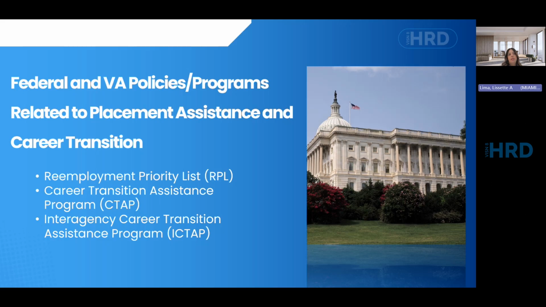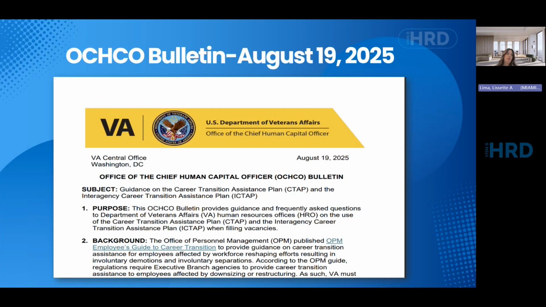So that'll be the focus, and we'll begin with just mentioning a recent bulletin that was published in August from the Office of Human Capital Officer on the CTAP and ICTAP. So it has a bunch of frequently asked questions to add clarity, and it indicates how in VA certain Title V hybrids and Title 38 in the accepted service serving on these permanent appointments are eligible for CTAP. So this eligibility gives priority for only those identical accepted service positions.